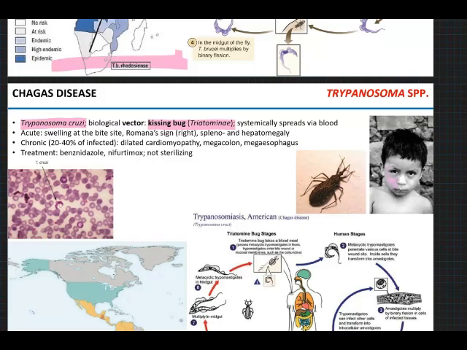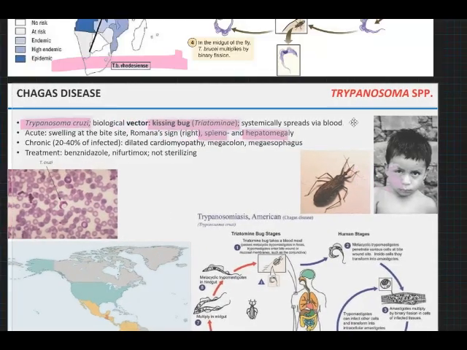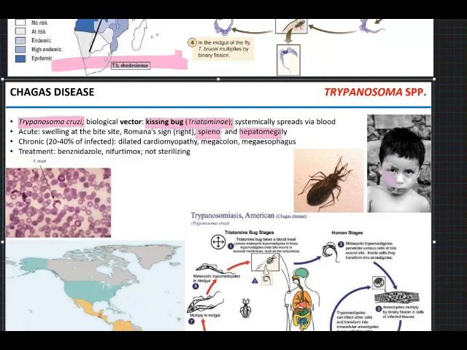Your spleen tries to get rid of it, therefore splenomegaly. It also very happily infects the liver, so hepatomegaly. That's not the end of the story though, because Trypanosoma cruzi loves muscles, specifically smooth and cardiac muscles, and it infects them. If it infects cardiac muscle, it causes inflammation, which results in damage to the cardiac muscle and myopathy. So what's important for you to understand is that it's for life. Even if you treat, the heart's gone.